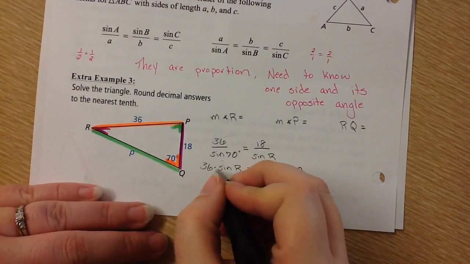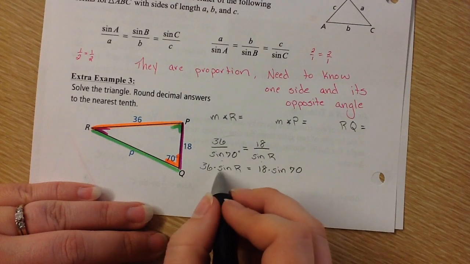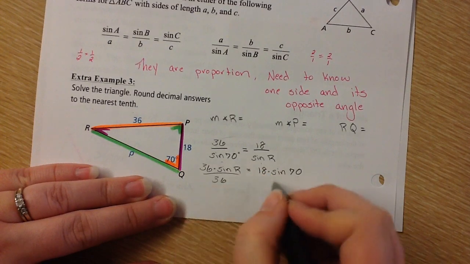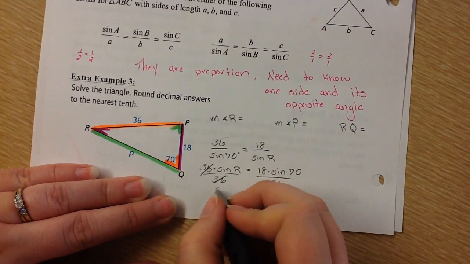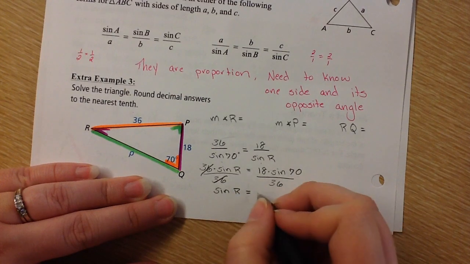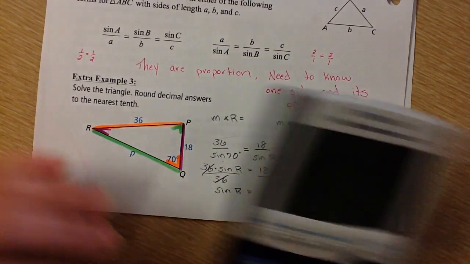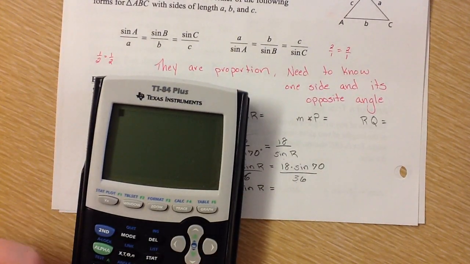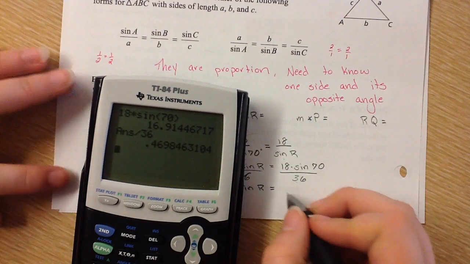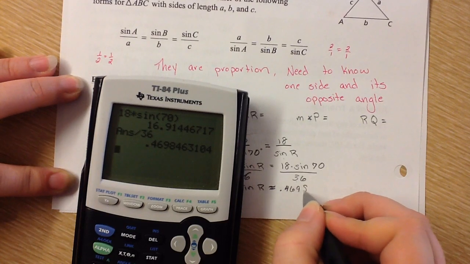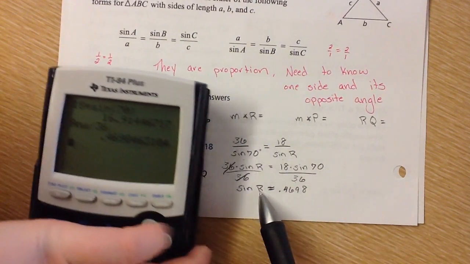Okay. And so now, to get the r by itself, we have 36 times the sine of r. I'm going to divide both sides by 36. I'm going to show you a new button in your calculator because we have 18 times the sine of 70 divided by 36, and I'm going to get a decimal approximation for that. I'm going to put enter on that, divide by 36, and we get 0.4698. The sine of r is approximately that.